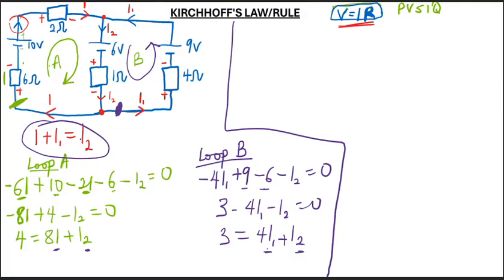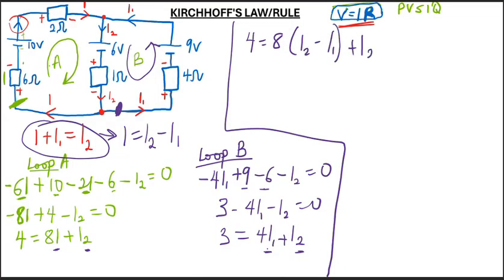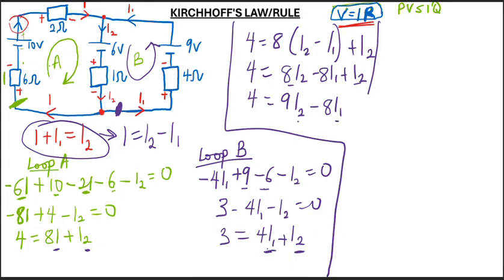So if I'm doing that here, I will say that my I is equal to I2 minus I1. Then I can now change the equation to I1 and I2. So I will say 4 equals 8 times I2 minus I1, plus I2. Then I can say 4 equals 8I2 minus 8I1 plus I2. Then I will add up the common ones. This plus this, that's 9I2 minus 8I1. Alright, now since we have this, we have I1 and I2. We can use simultaneous equations to solve them.